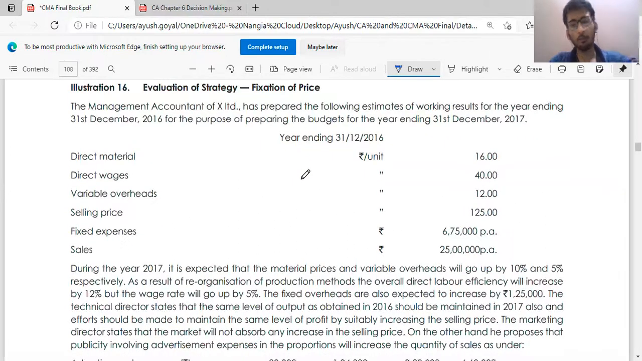Fixation of price, evaluation of strategy. Okay. The management accountant of Excel has prepared the following estimate of working result.